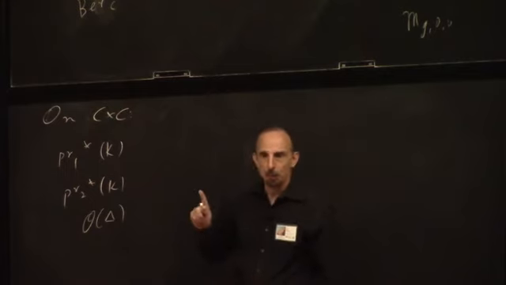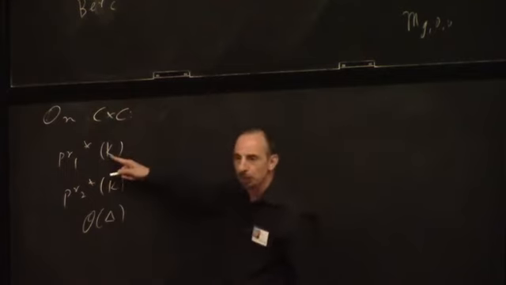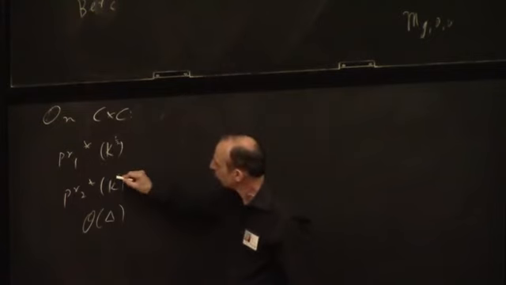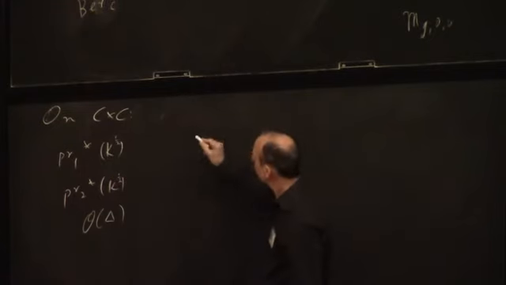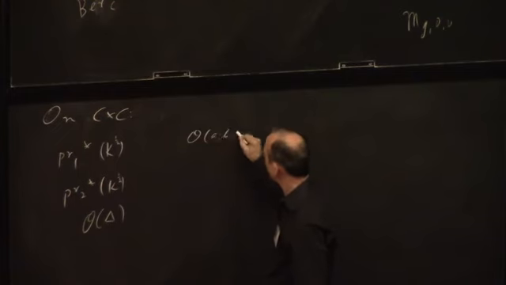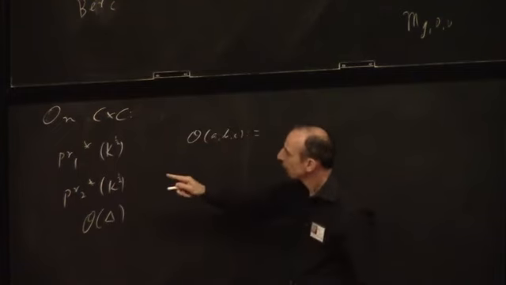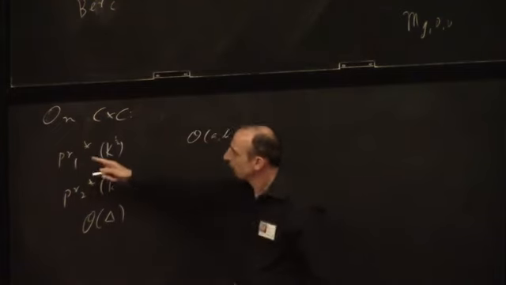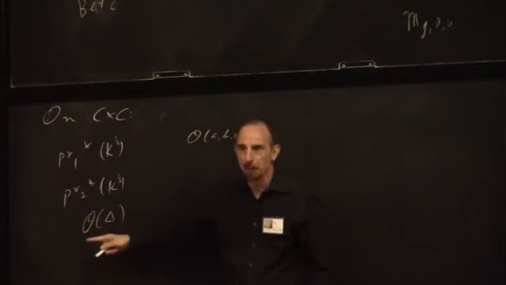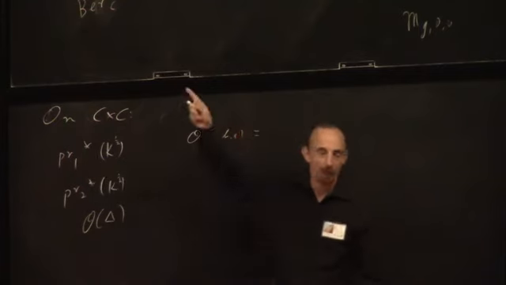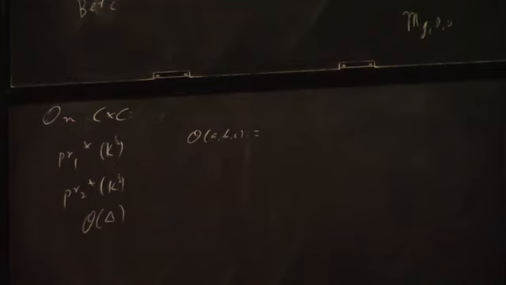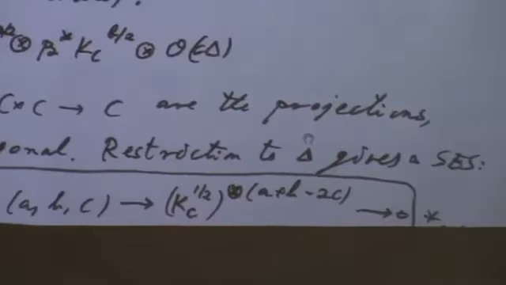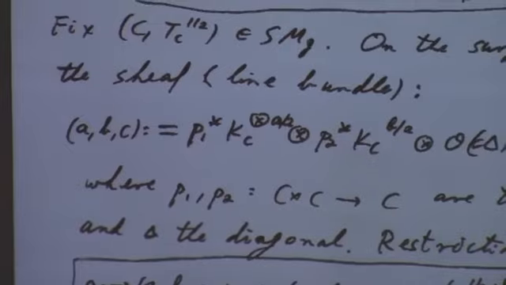Well, let's remember we are on the super-Riemann surface, so we can do a little better than K. There's a natural square root of K. So let's define O of ABC to be the ath power of this, and the bth power of that, and the cth power of that. I hope that's what I wrote up there. Yes. So O of ABC will be that thing. I forgot the O there. Well, P1 and P2 are the projections, and delta is the diagonal.